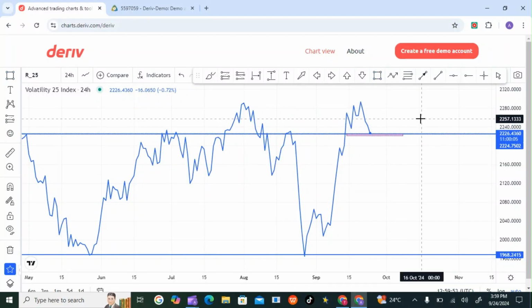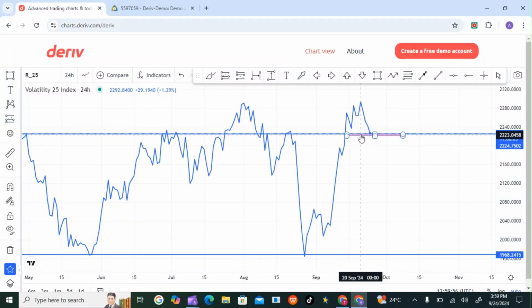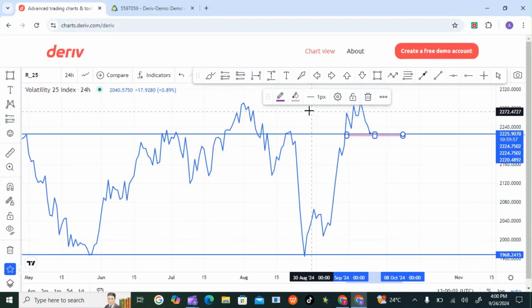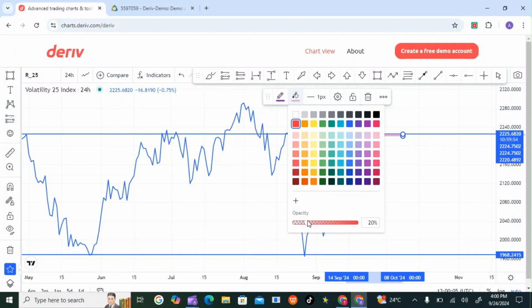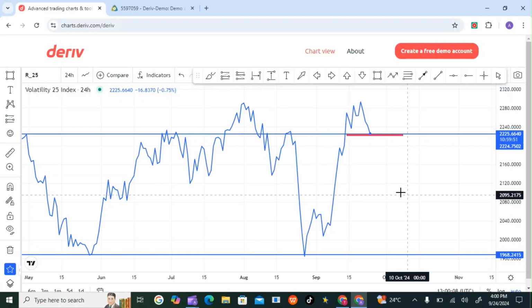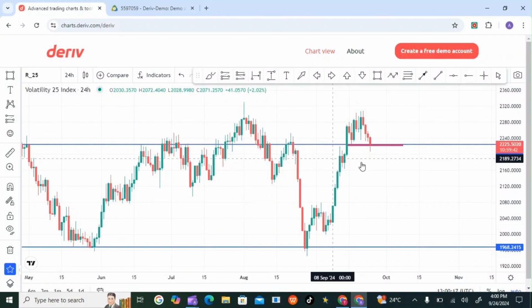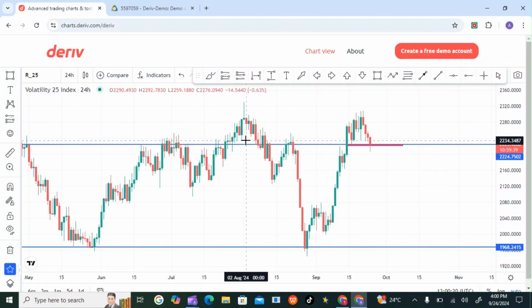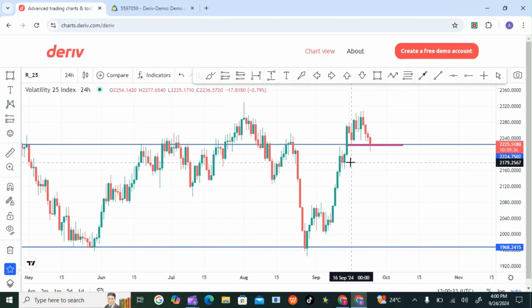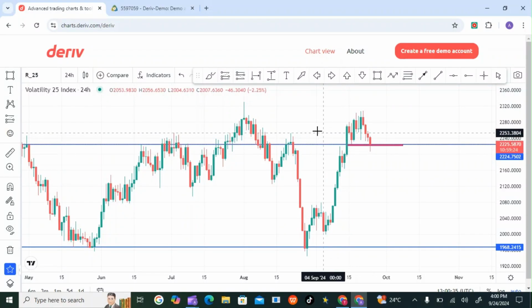So I'll create a zone there and fill it with the color red so that we can identify it. I filled that so that we can understand. So let's now go to the candlestick and see what is happening. This is the current zone we are in, and what are we observing? We are slightly inside. There was a slight movement inside a fair value gap.